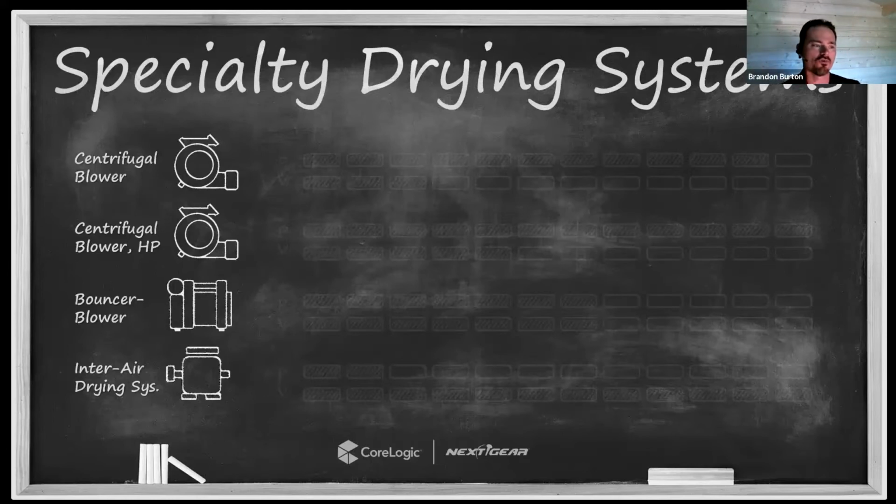It sounds odd for me to throw that into this mix, but that's what, for example, the Dry-Ease Airwolf is. It's a bouncer blower. And there's a reason why these make very good interstitial air drying systems. You'll learn why here in just a second.